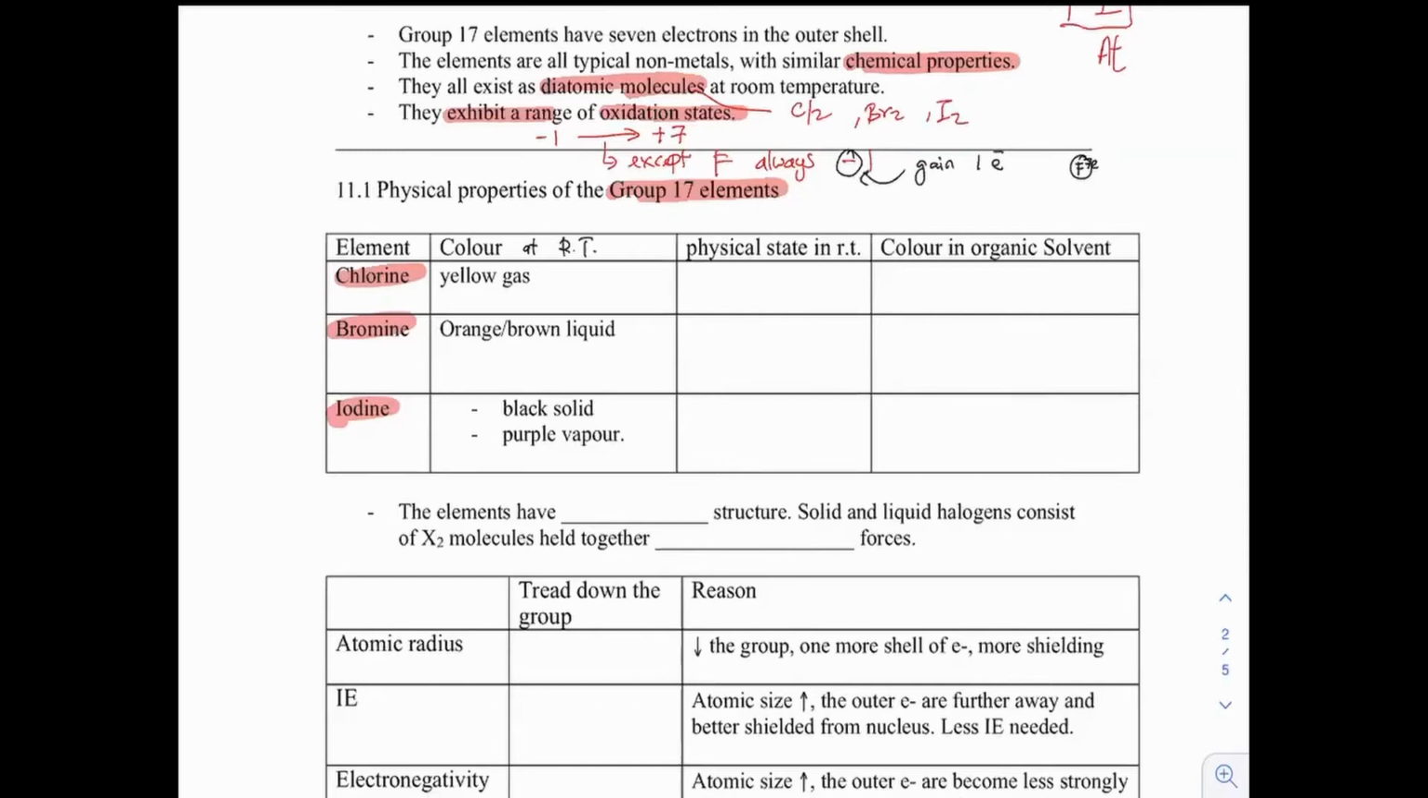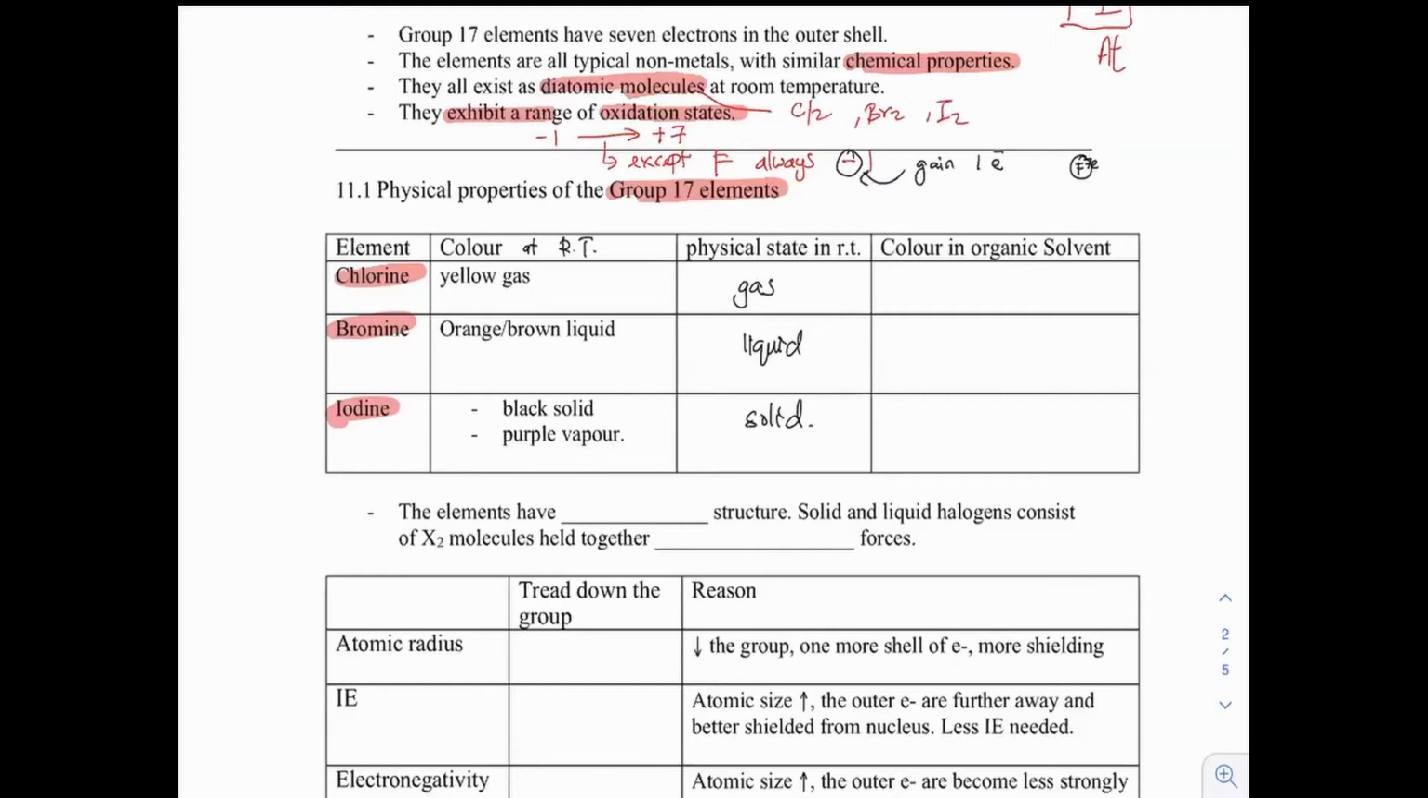In terms of physical state at room temperature, chlorine will be a gas, bromine will be a liquid, and iodine will be a solid. But when the temperature is slightly higher, it will vaporize to purple vapor.